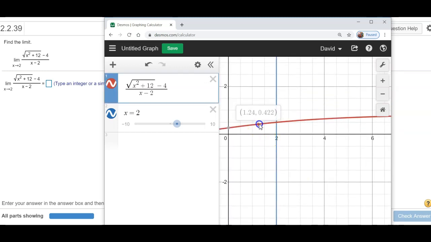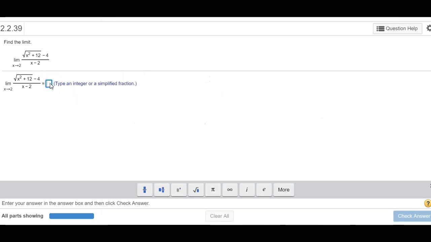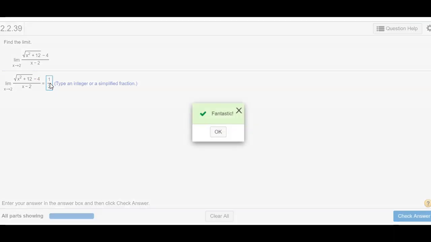Okay, so when I do this, I see it has a little blip there at undefined, right? There's a little hole. So undefined. But we can see as it's coming in from the left and the right, it's approaching that same value. So it's approaching a half. So technically the answer is a half, right? But how do we get a half from this?